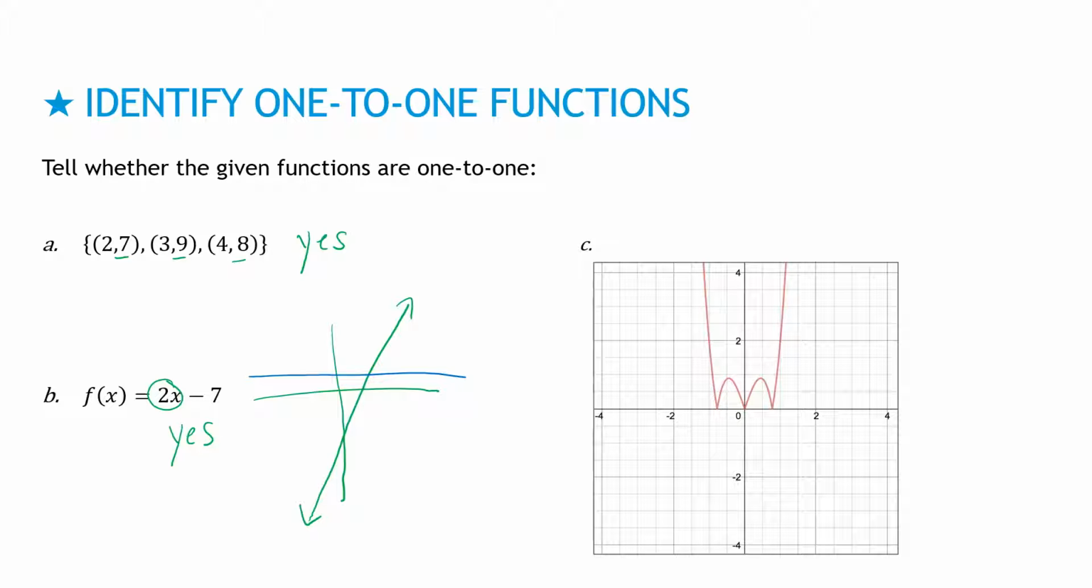Whereas our last question, obviously, is a no, because I'm hitting 1, 2, 3, 4, 5, 6 spots, and all I can do is hit 1 for it to be one-to-one. So this is a no.